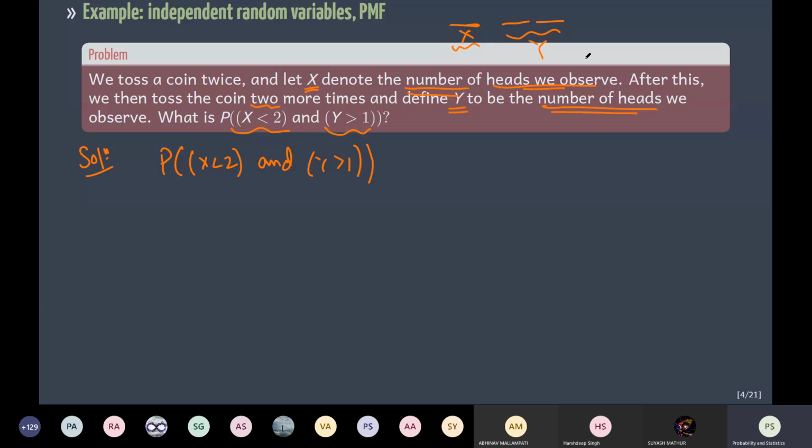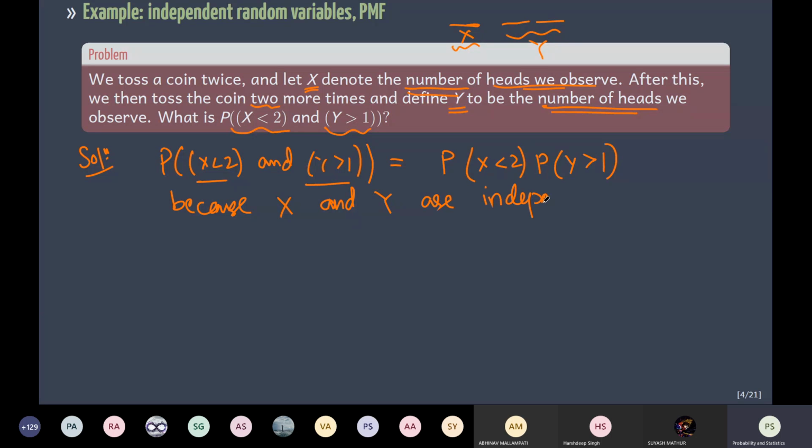Okay, so this is the probability we want to compute, and we use the independence. So this will be the probability of x less than 2 times the probability of y greater than 1. This is because x and y are independent, so that's why we could write this as a product.